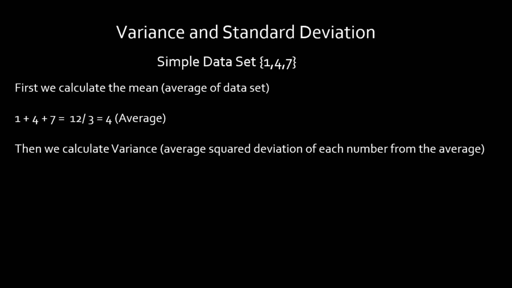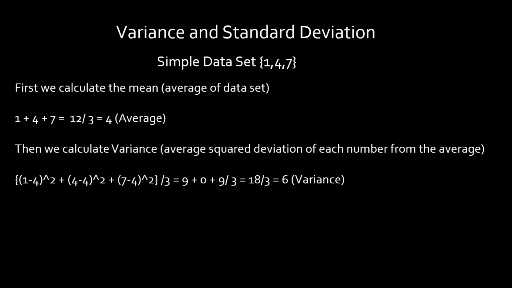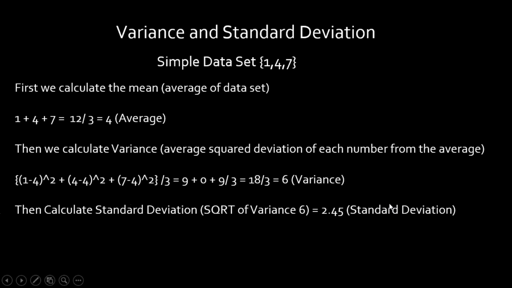So once we calculate the mean, then we calculate the variance. That's the average squared deviation of each number from the average. So here's the same formula now with this applied to it. So see the first 1 minus the mean squared, then 4 minus the mean squared, then 7 minus the mean squared, divided by the 3, came to 9, plus 0 plus 9. Okay, as you can see, this one hit right on the mean. The variance comes out to be 6, okay?